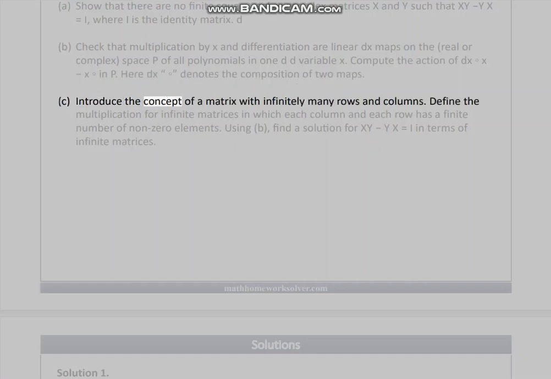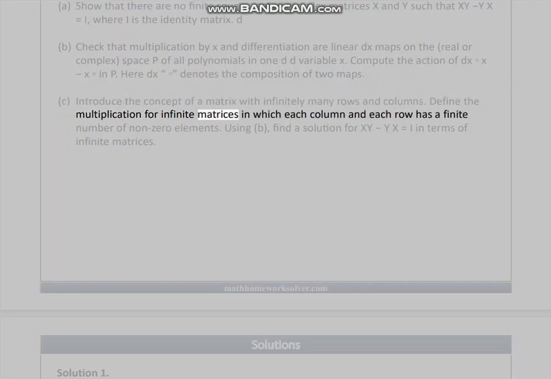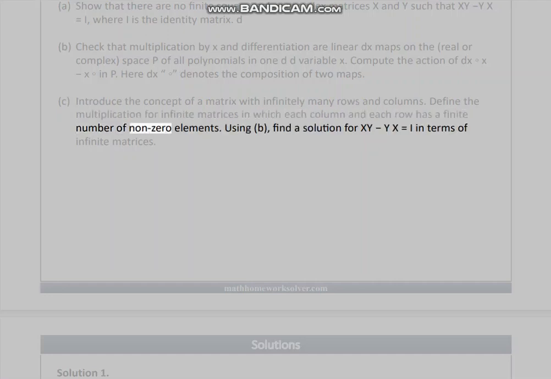C. Introduce the concept of a matrix with infinitely many rows and columns. Define the multiplication for infinite matrices in which each column and each row has a finite number of non-zero elements. Using B, find a solution for XY minus YX equals I in terms of infinite matrices.